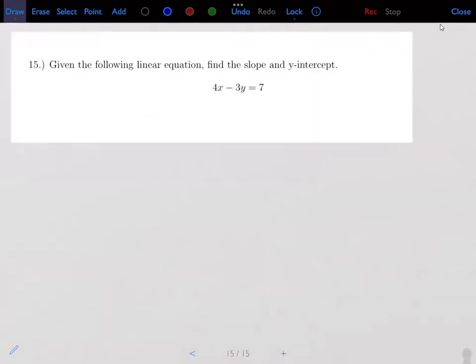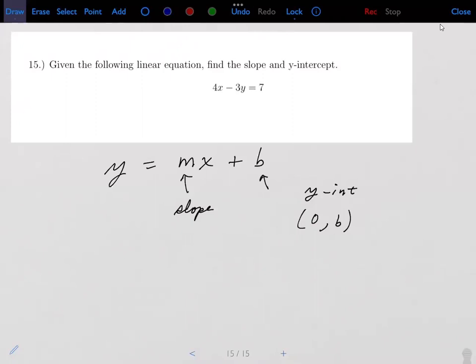Okay, and then finally, this last question says, given the following linear equation, find the slope and the y-intercept. So it's a linear equation, right? Because both of the variables are raised to the 1 power here. And if we want to find the slope and y-intercept, we really want to put it in the form y equals mx plus b. Because then we can just pick out the slope. The m here is the slope. And then usually people say the b is the y-intercept, but really the y-intercept is an ordered pair. It's (0, b), right? It's a point, (0, b).